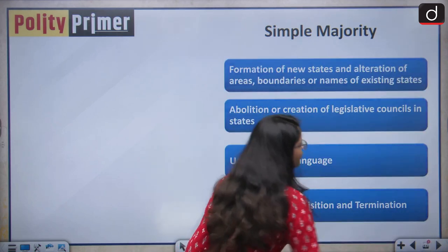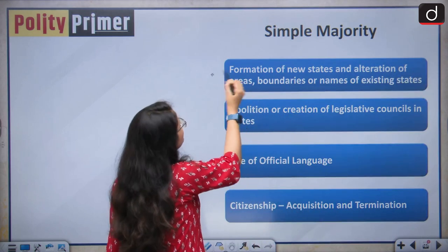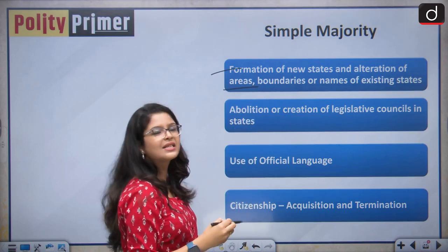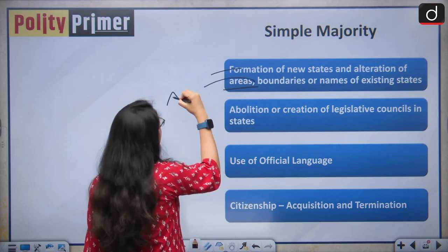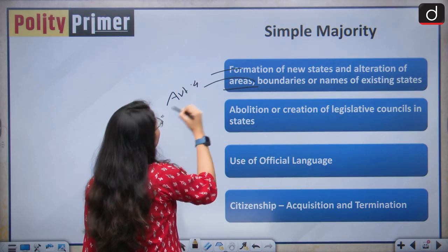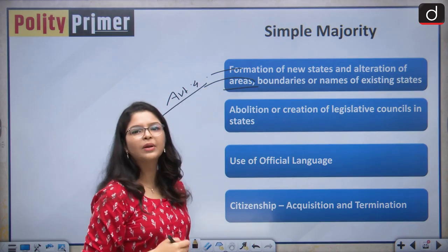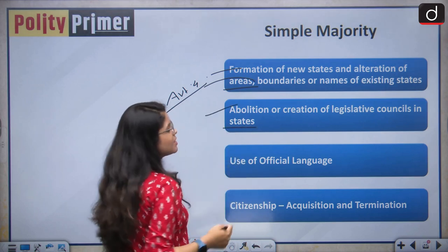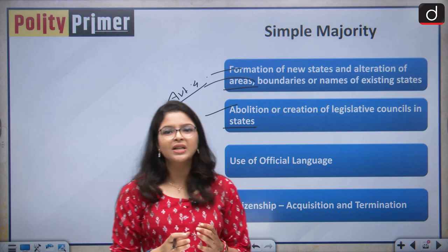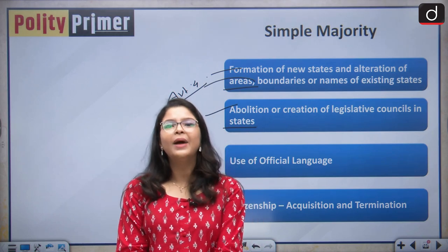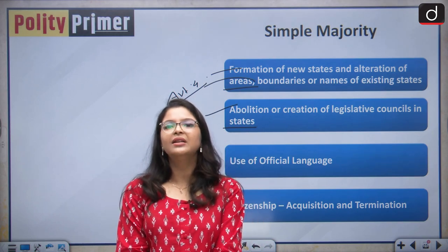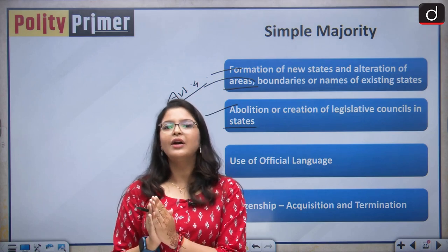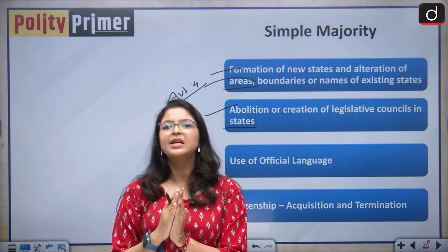So the first provision is formation of new states and alteration of areas, boundaries or names of existing states. This is mentioned in Article 4. So, to amend Article 4, you just require a simple majority. Then, abolition or creation of legislative councils in the state. The states in India are not required to have a bicameral legislature. They can decide whether they want to have a council or not.